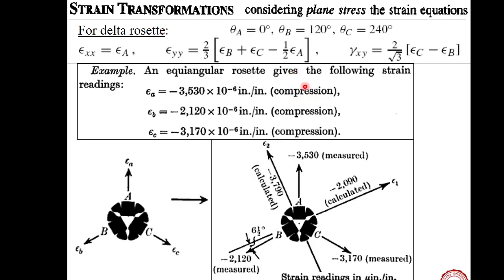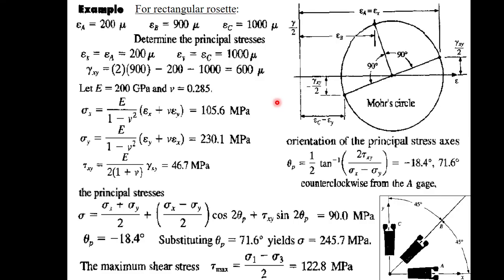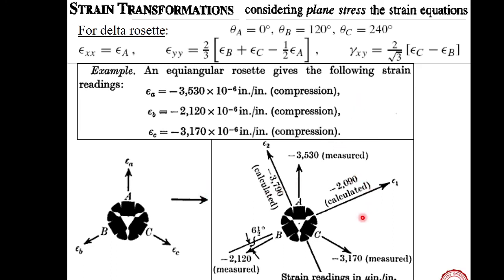This is another example where we have the delta rosette, right? Actually, these angles are 120 degrees apart. If this is the case, then this is what we will get from there. And these are the readings. So you have to solve such a problem. The solution is not shown here, but this is ultimately what we will find out. Same approach. So you solve it.